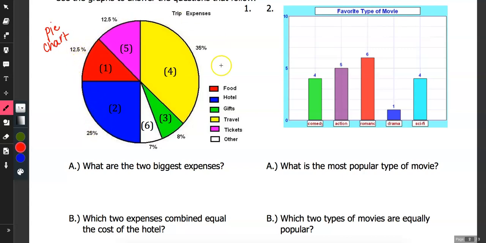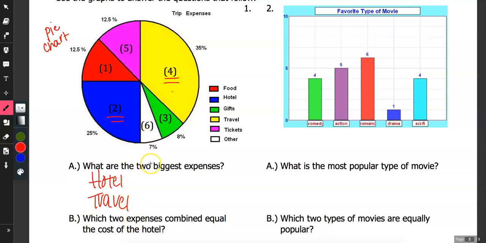So this is about trip expenses when you're going on vacation or something, how much money you're spending on different categories, different things. So what are the two biggest expenses? Well, clearly I can use my visual to look for the biggest pieces. That looks like number 2 and number 4 here. So the colors would match up. The blue is hotel and the yellow would be travel.